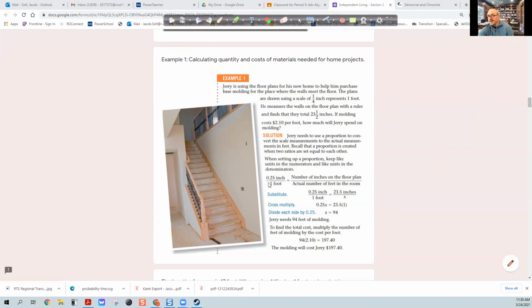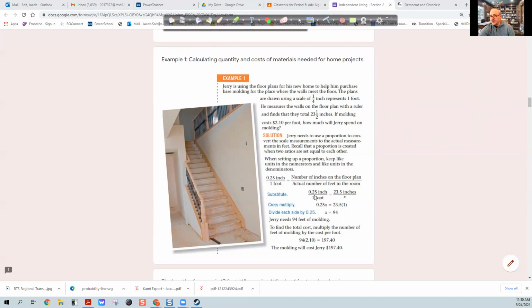So here is the setup. The scale is 1/4 inch represents 1 foot. So they started with 0.25, that's 1/4 as a decimal. 1/4 inch is to 1 foot what the number of inches on the floor plan is to the actual number of feet in the room. Once you set up this proportion, we can begin to set up a proportion like this.